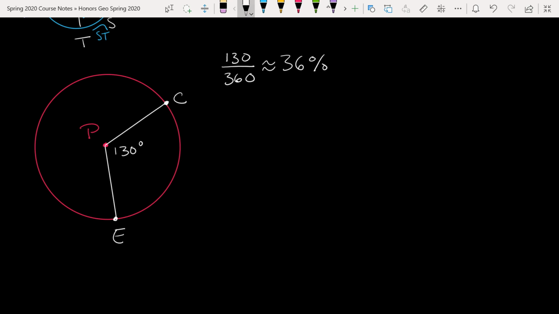Let's imagine that we were to take a string and place it along arc CE, along that part of the circumference of the circle. We could then stretch out that string and measure its length. That's another way to measure this arc. How long is the distance walking along the circle between the two endpoints of the arc? So what's the distance traveled from point E up to point C? Naturally, this is just called arc length.